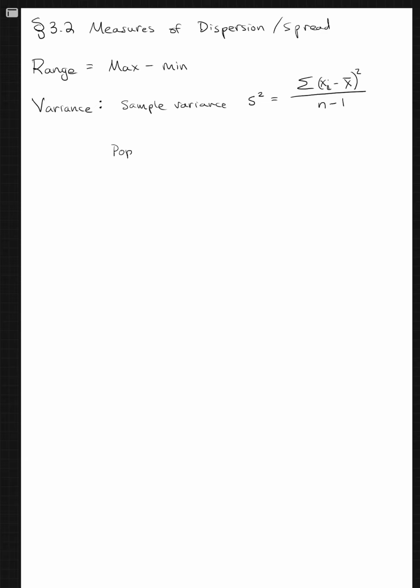The population variance, we again use the Greek letter sigma, right? So that's what this little guy is. It's the same up top, except of course we're using mu instead of x bar. But then down below, it's just capital N.